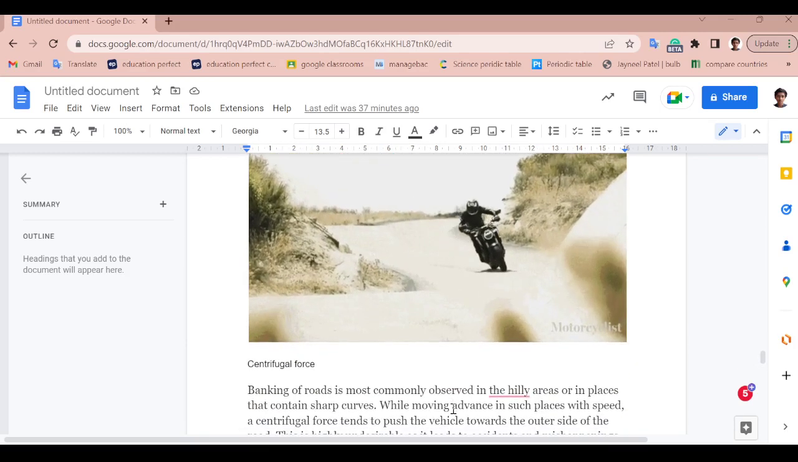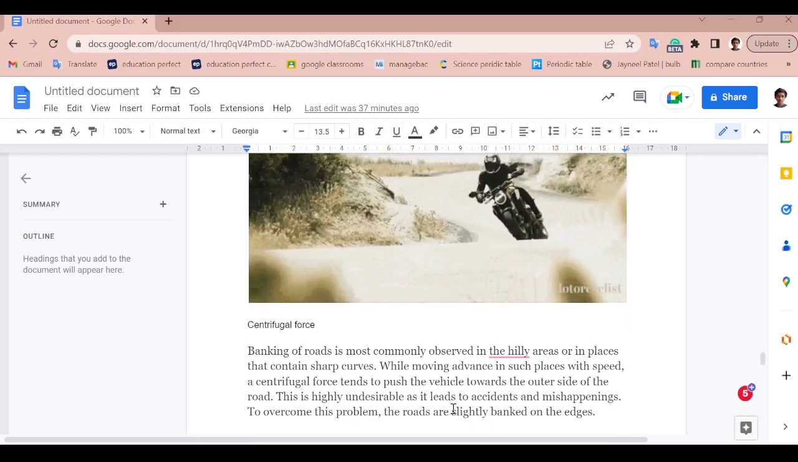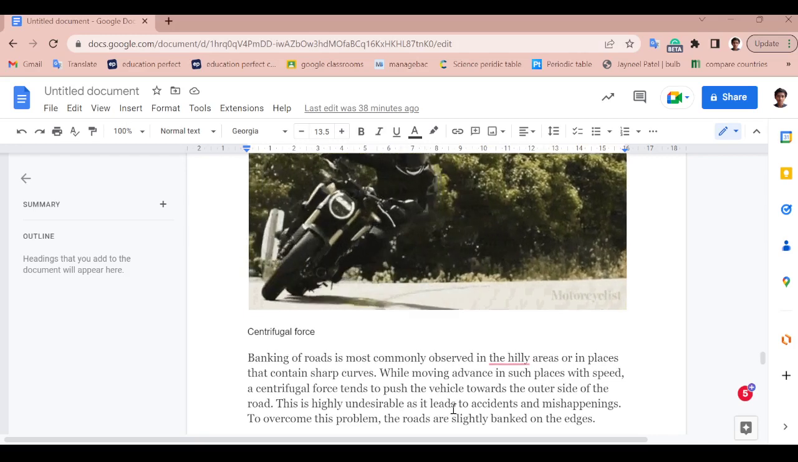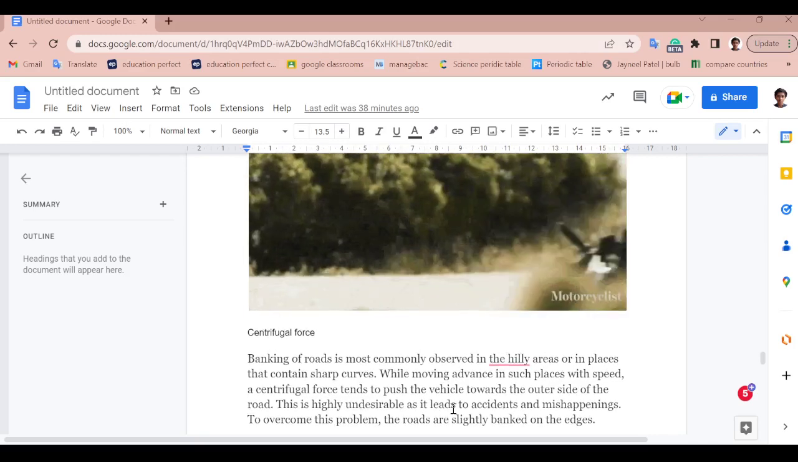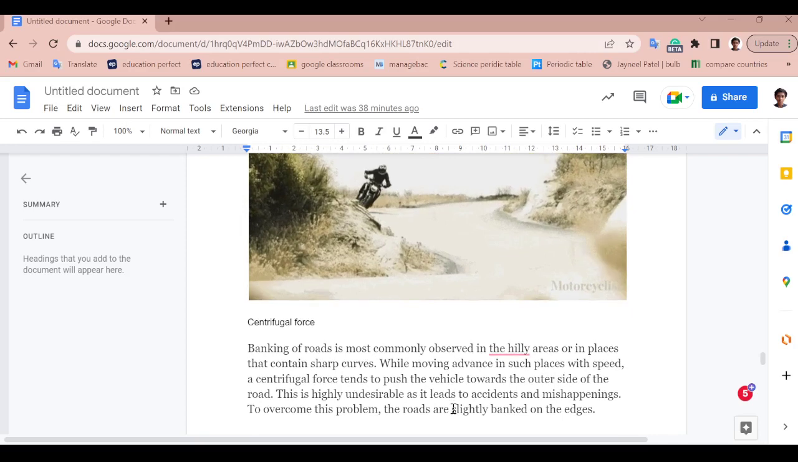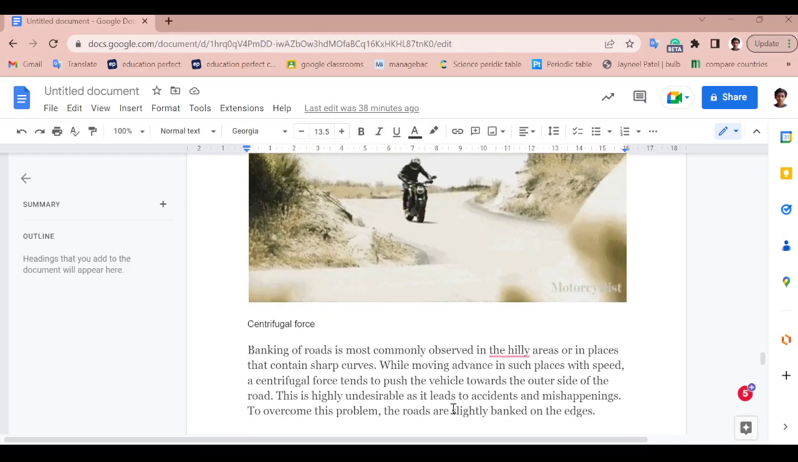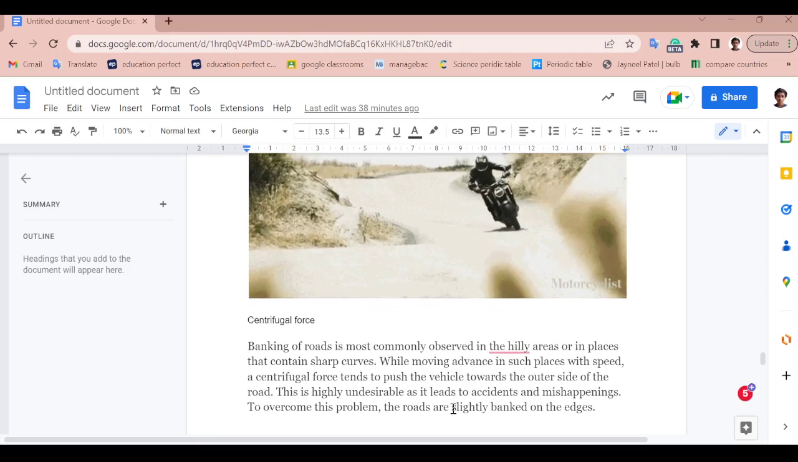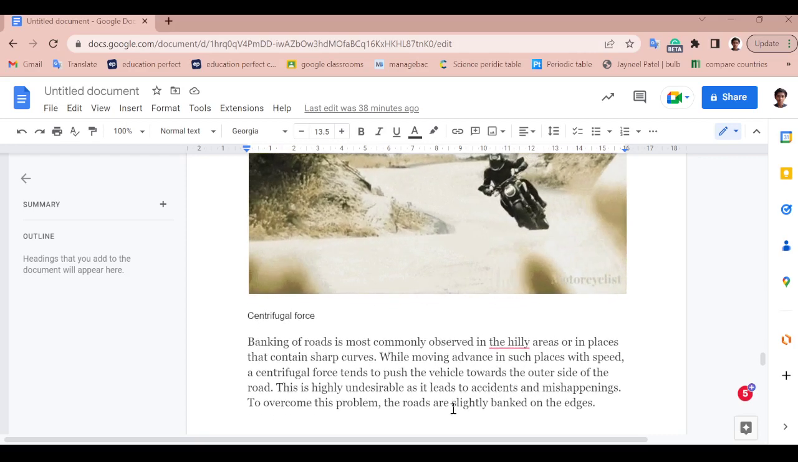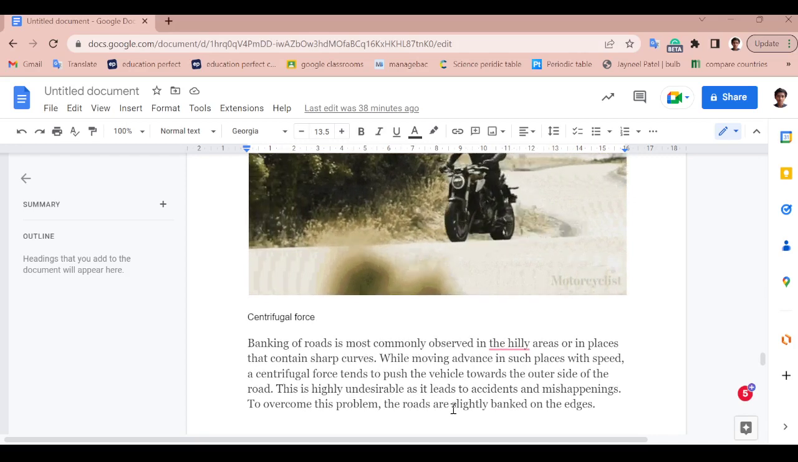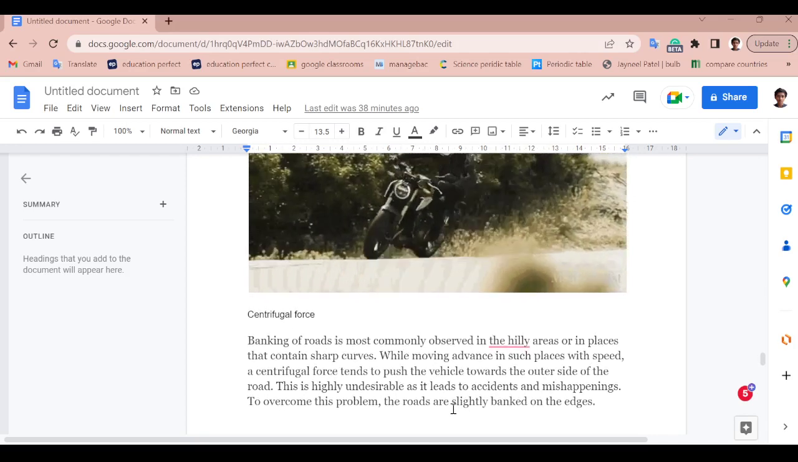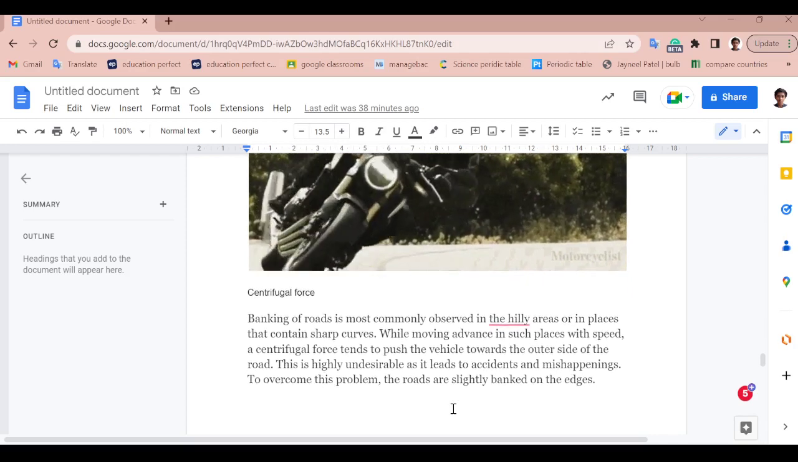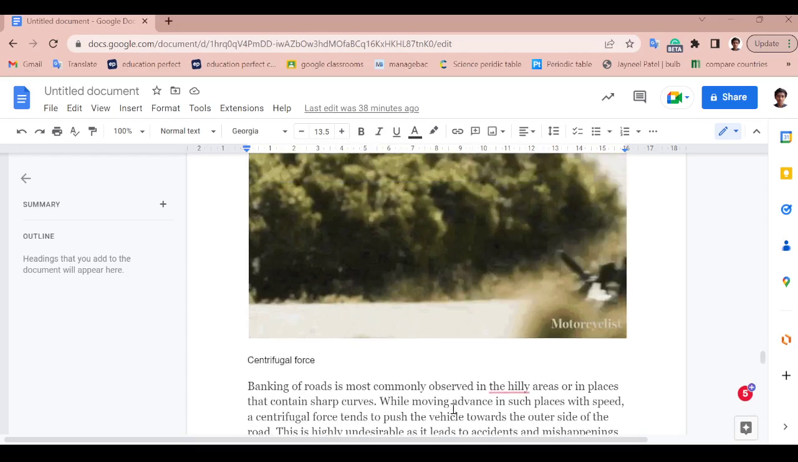Centrifugal force. Banking of roads is most commonly observed in the hill areas or in places that contain sharp curves. While moving ahead in such places with speed, a centrifugal force tends to push the vehicle towards the outer side of the road. This is highly undesirable and it leads to accidents and mishaps. To overcome this problem, the roads are slightly banked on the edges.